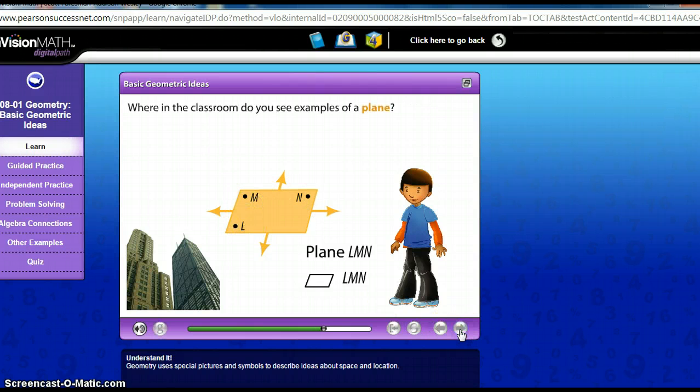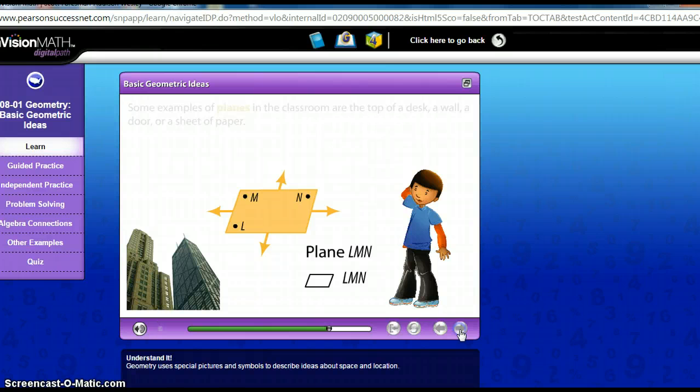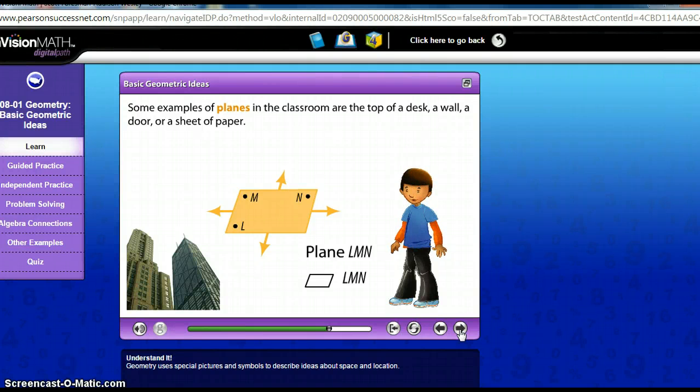Either way. Where in the classroom do you see examples of a plane? Where would you see one, Dylan? Desk. Your desk could be, possibly the floor. Some examples of planes in the classroom are the top of a desk, a wall, a door, or a sheet of paper.